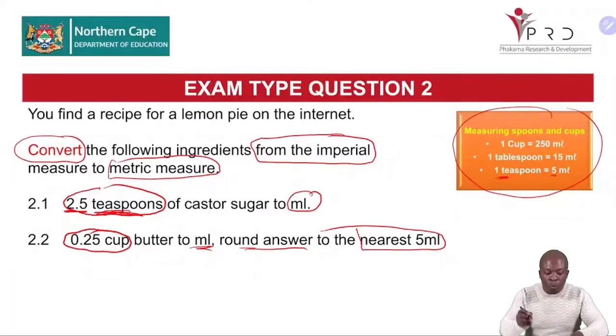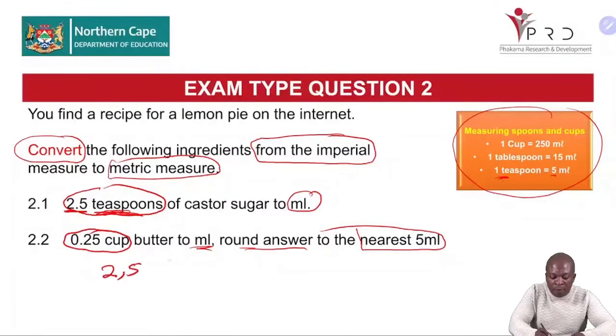So what you do, remember what I've been saying to you: you always write the value which the examiner said you must convert first. You don't start from the conversion factor. No. Once you start from the conversion factor, it's going to make your answer incorrect. So you start with the one that you need to convert. In our case, it is what? 2.5 teaspoons. I'm going to write TSP.